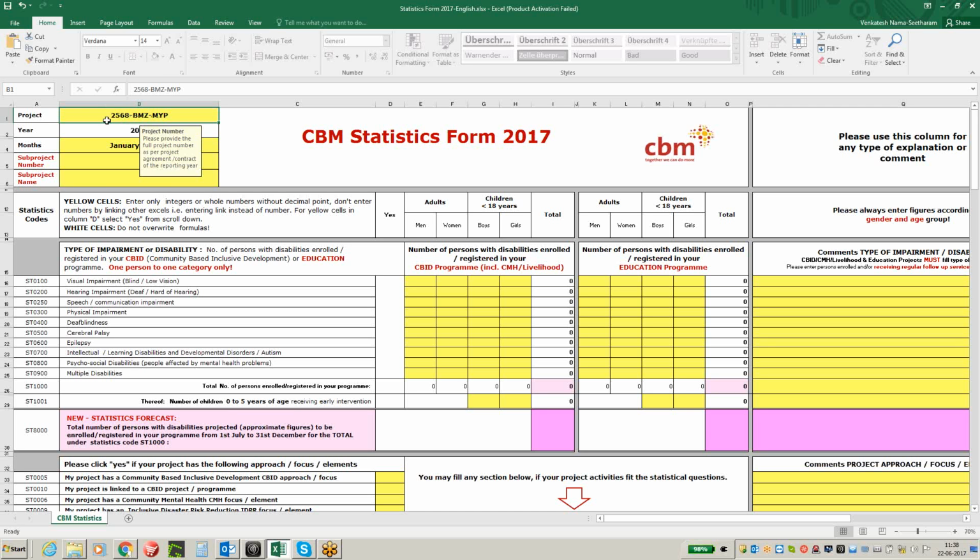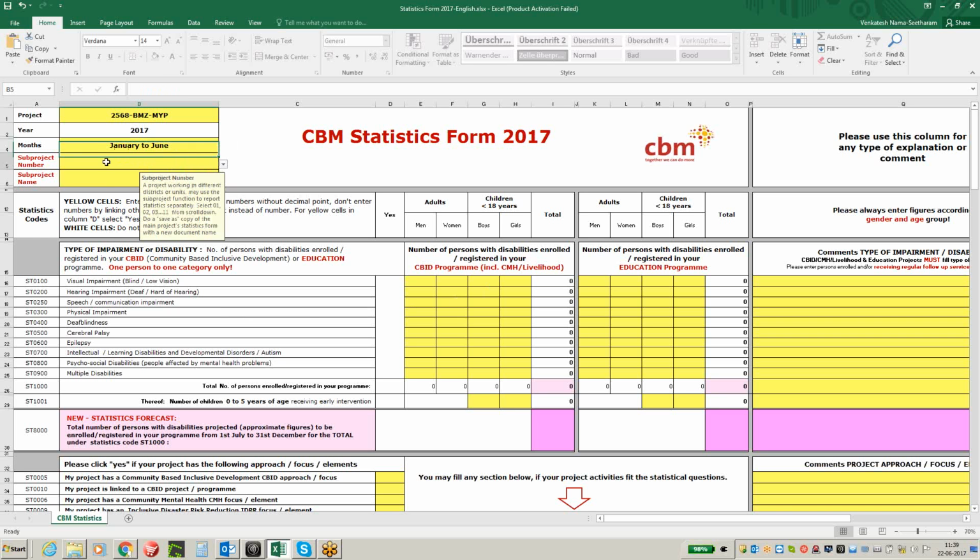So we have to make sure that the project number is entered correctly as mentioned in the Navision or in their project contract. Next, this is the year, which cannot be edited. The months you see here: January to June is pre-selected. For the next semester, if they want to send the form, they can just go here and change it to July to December. So for the first it will be pre-selected as January to June, and they can just fill in the form for January to June.